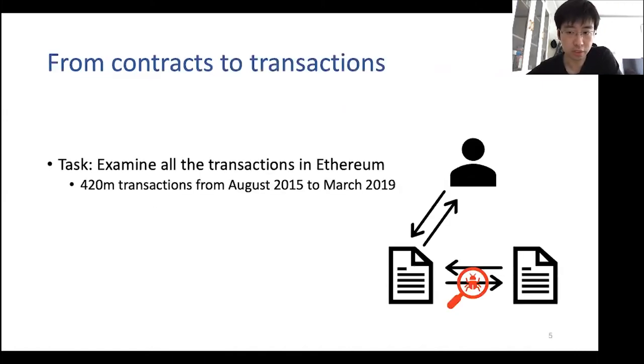To find the real-world attacks, we focus on the transactions instead of the contract code. We try to recognize attack transactions from normal ones based on their behavior and the consequences they caused. So the task of this paper is to examine all the transactions in Ethereum, and this leads to our main challenge: how to effectively examine all the 420 million transactions in Ethereum from August 2015 to March 2019. And we propose a transaction log-based analysis to do that.